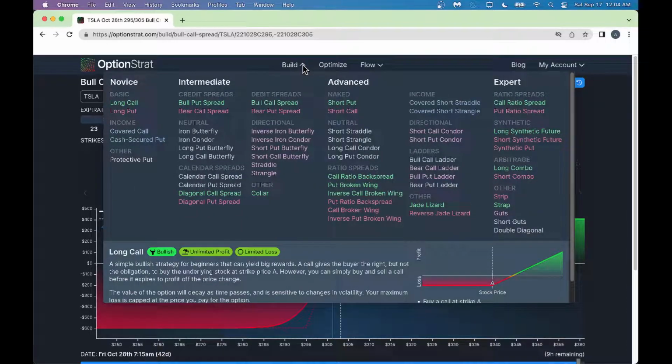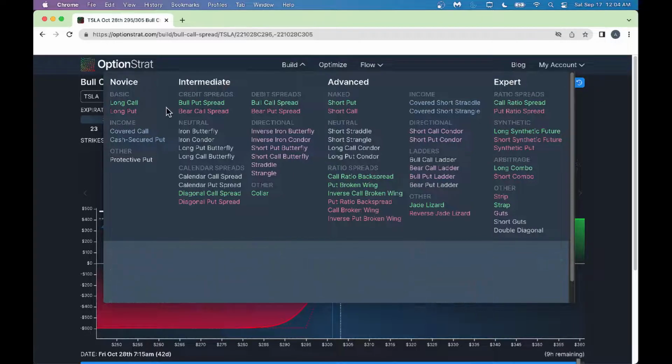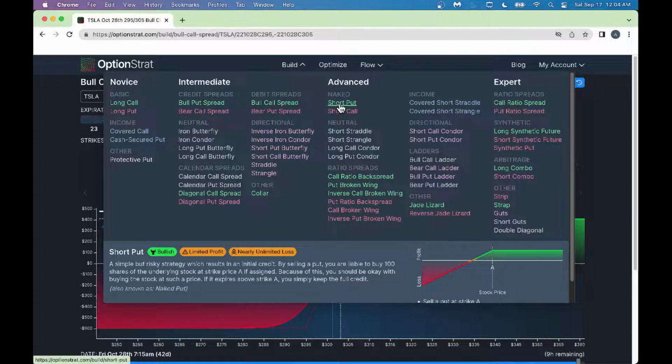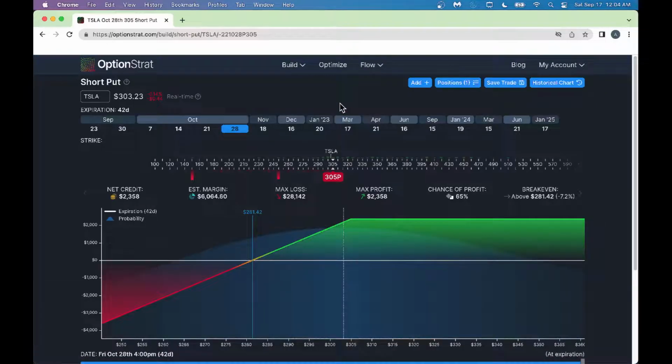Many times, in this market, folks want to sell a put option or put spread. So you could go into this selling strategy here. You can say, hey, you know what, I want to sell a naked put. You just click on naked put here. Tesla, right now stock price 303, as you can see here.